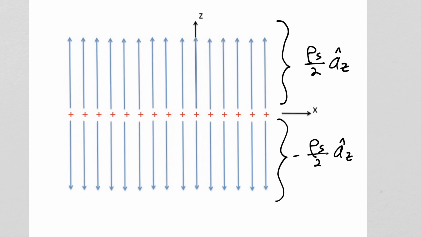And this result should make sense to you. If you have a charge density of rho sub s coulombs per meter squared, there's rho sub s coulombs per meter squared of electric flux emanating from it. And if you have an infinite plane, half of that electric flux will emanate in the plus z direction, and half will emanate in the minus z direction. So you should have this mental model now that if given an infinite plane of charge, you can essentially just write down the electric flux density fields.